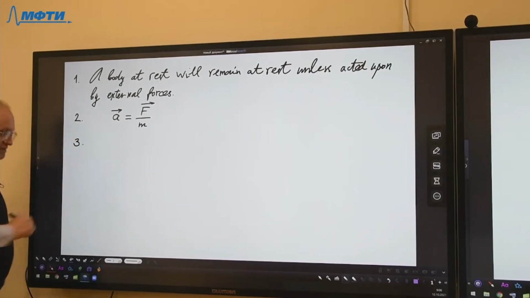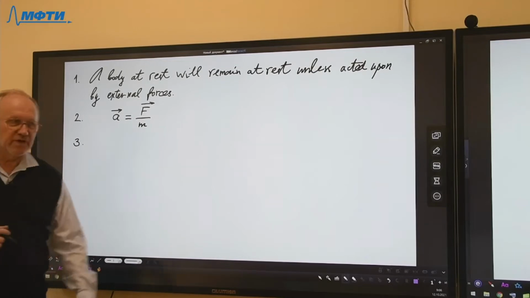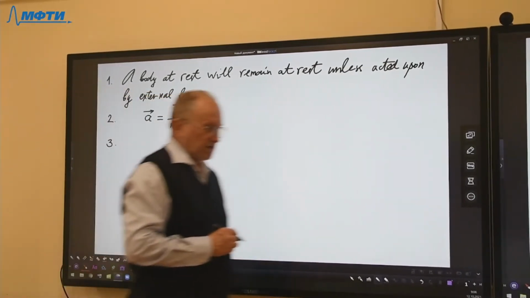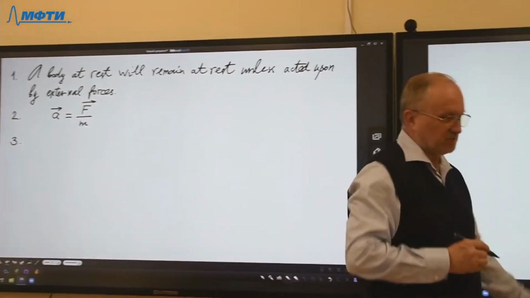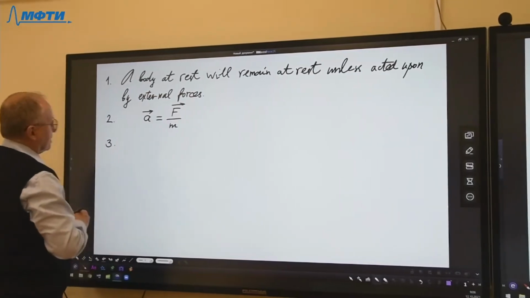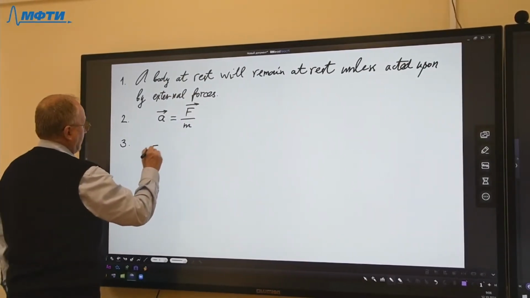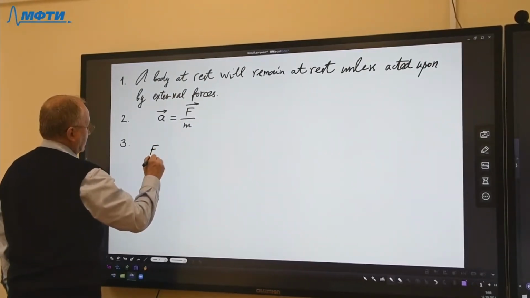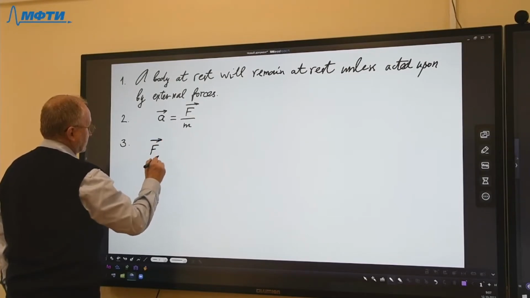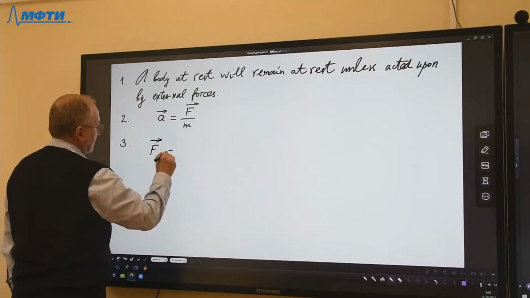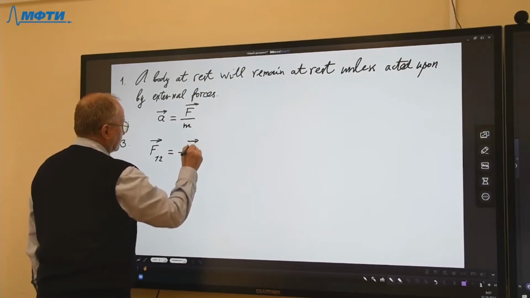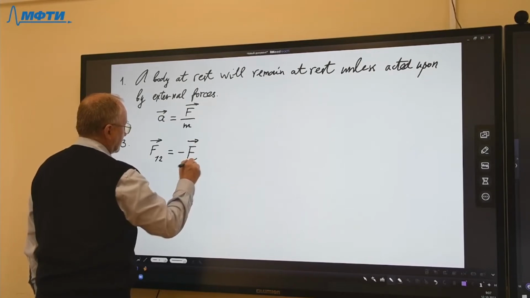And the third Newton's law says that any action is always accompanied by reaction. Any force of action is always accompanied by a force of reaction, so that the force acting from the first body on the second body is equal to minus the vector of force acting from the second body on the first body.